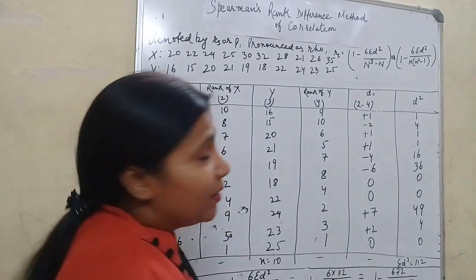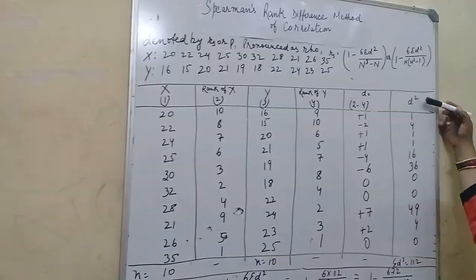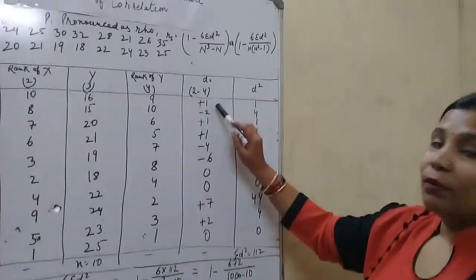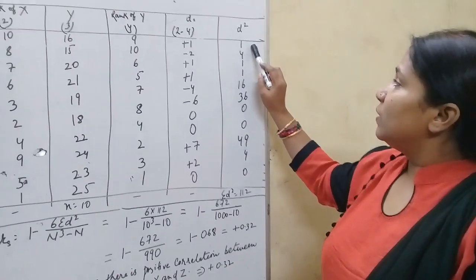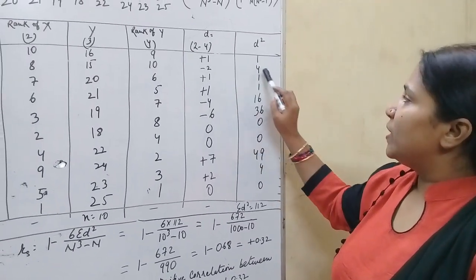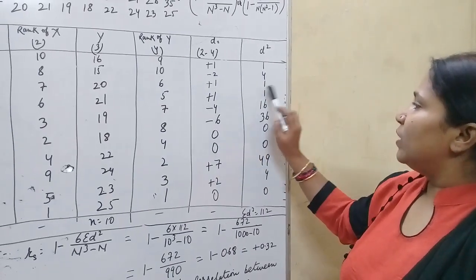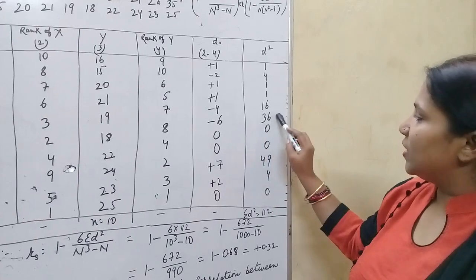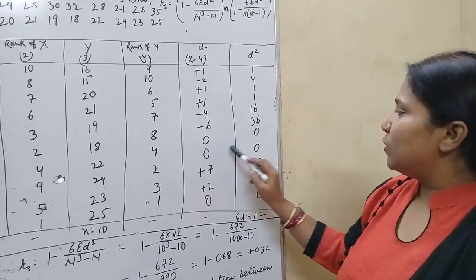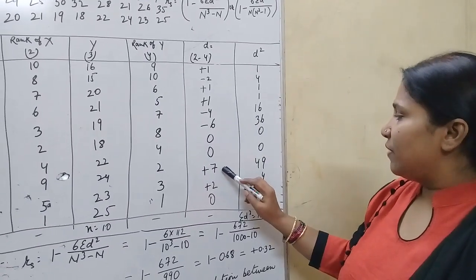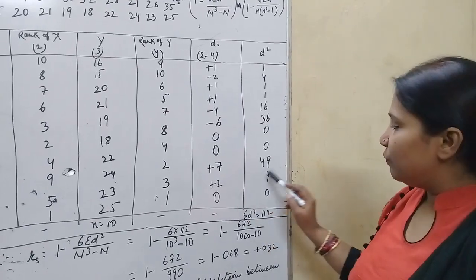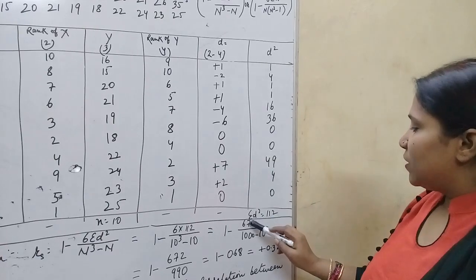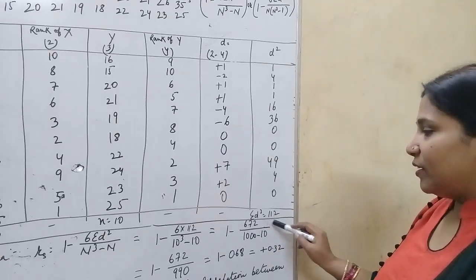Then in the last column we make the d square, the square of this column. Plus 1 into plus 1 is 1. Minus 2 into minus 2 is 4. 1 into 1 is 1. 1 into 1 is 1. 4 fours are 16. 6 sixes are 36. 0 into 0 is 0. 0 into 0 is 0. 7 sevens are 49. 2 into 2 is 4. And we add all these d squares. Summation d square is equal to 112.